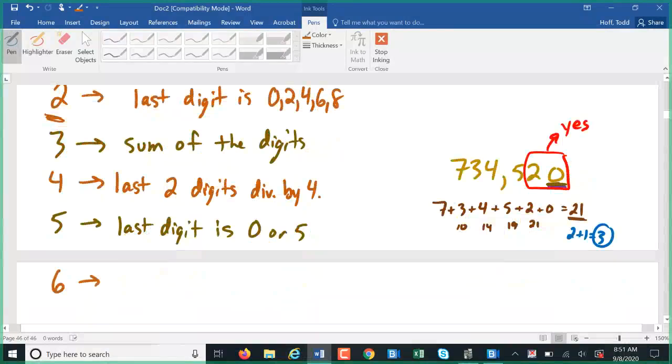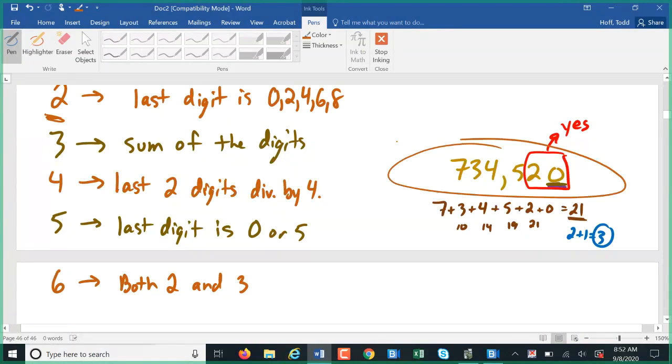6. 6 is another one that actually isn't bad. If I can divide by 2 and then divide by 3, I've divided by 6, really. In fact, that's the rule for 6. If it's divisible by both 2 and 3, then it's divisible by 6. Well, this number up here, 734,520, was divisible by 2 and it was divisible by 3, so it is divisible by 6.